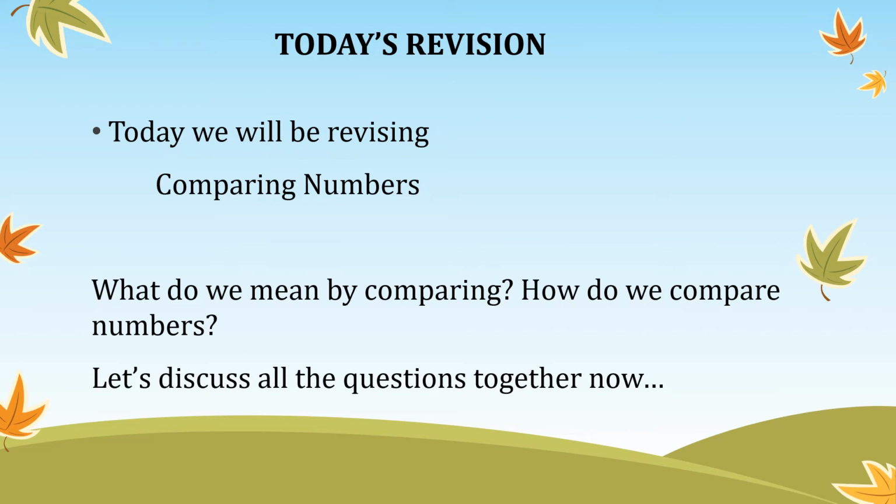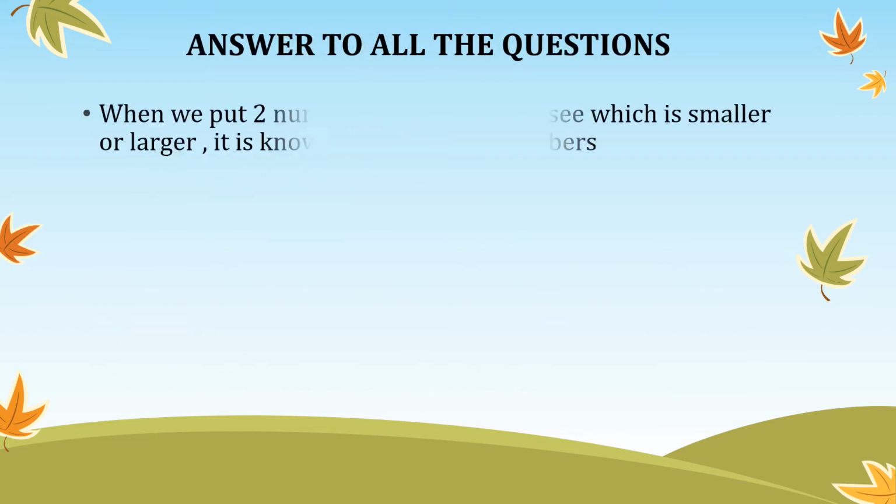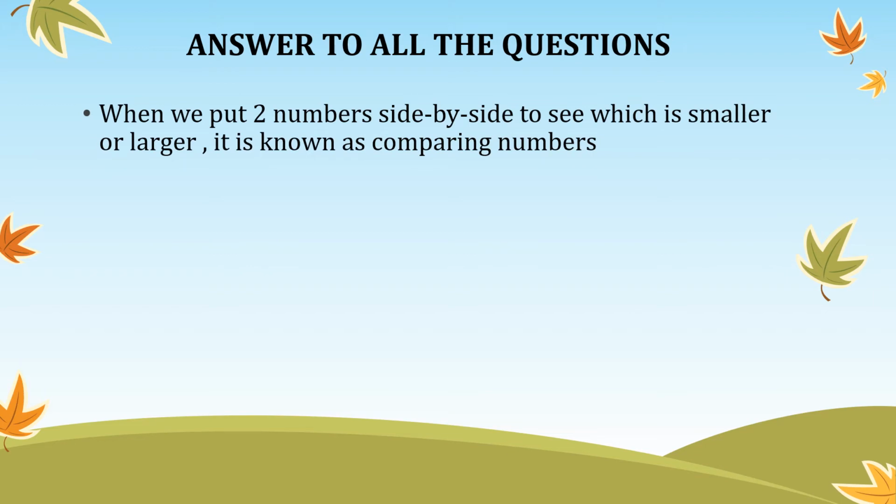So the answer to all the questions is, when we put two numbers side by side to see which is smaller or larger, it is known as comparing numbers. So जब हम दो numbers side by side रखते हैं ये देखने के लिए कि कौन सा वाला छोटा है, which one is smaller, और कौन सा वाला बड़ा है, which one is larger, it is known as comparing numbers. उसको हम बोलते हैं कंपेयरिंग नंबर्स.